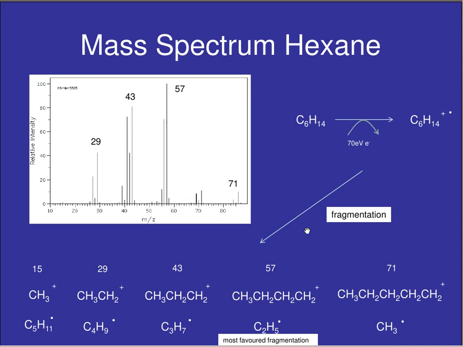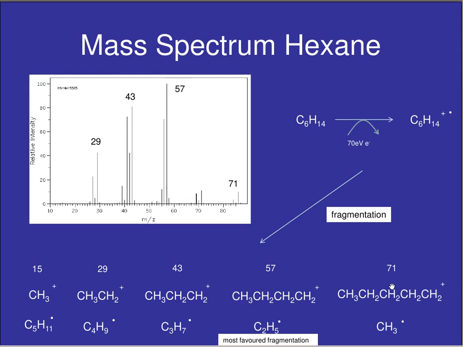But be careful what we mean by most stable. Surely a large cation is more stable than a slightly smaller cation, because you've got more of a system to stabilize that positive charge. But here's the interesting thing about mass spectrometry: it isn't just about the things you see, it's also about the things you don't see.